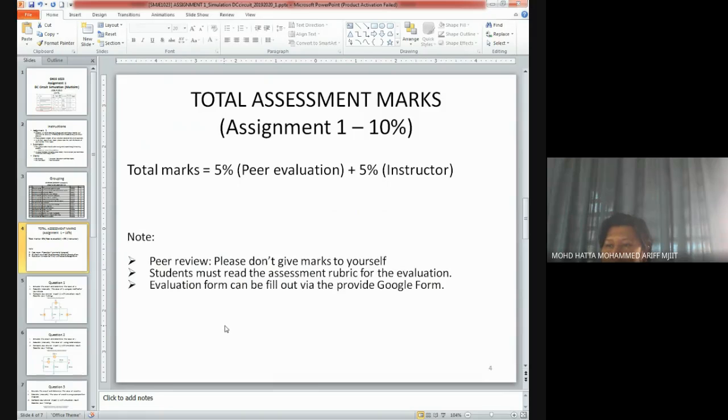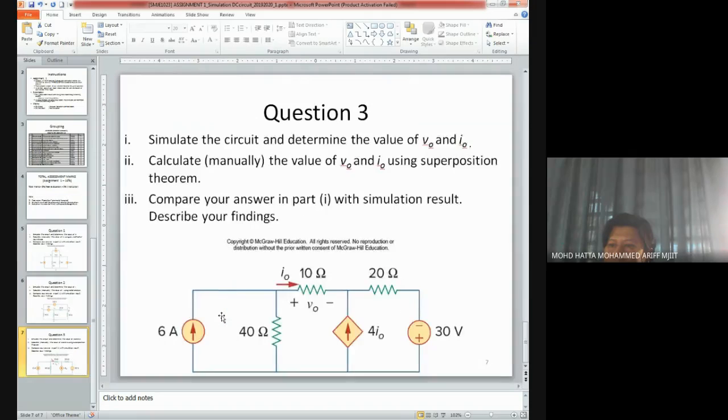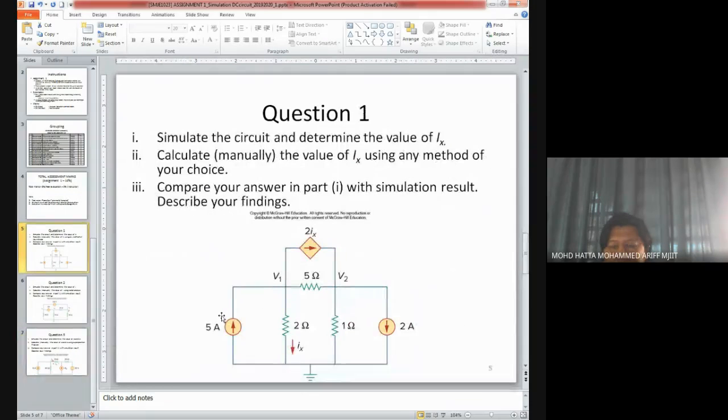This is something I've already explained just now. The circuit will look like this, for example, question number 1 here. I think I have about 3 questions, so maybe one student will take 1 question. You need to simulate and then calculate manually.